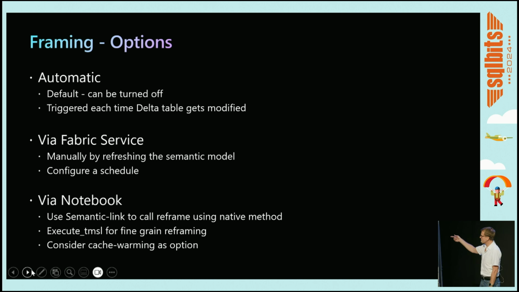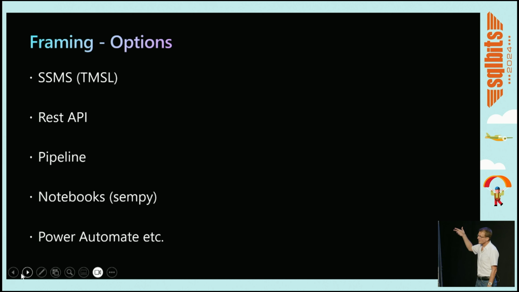So default models, it's automatic. You can turn it off. You can do it manually in the Fabric service. You can schedule it. You can do it via notebooks using SemPy. You've got APIs, Power Automate. I think the next slide is just more of the same on framing. Yep. So yeah, you can do it in TMSL.